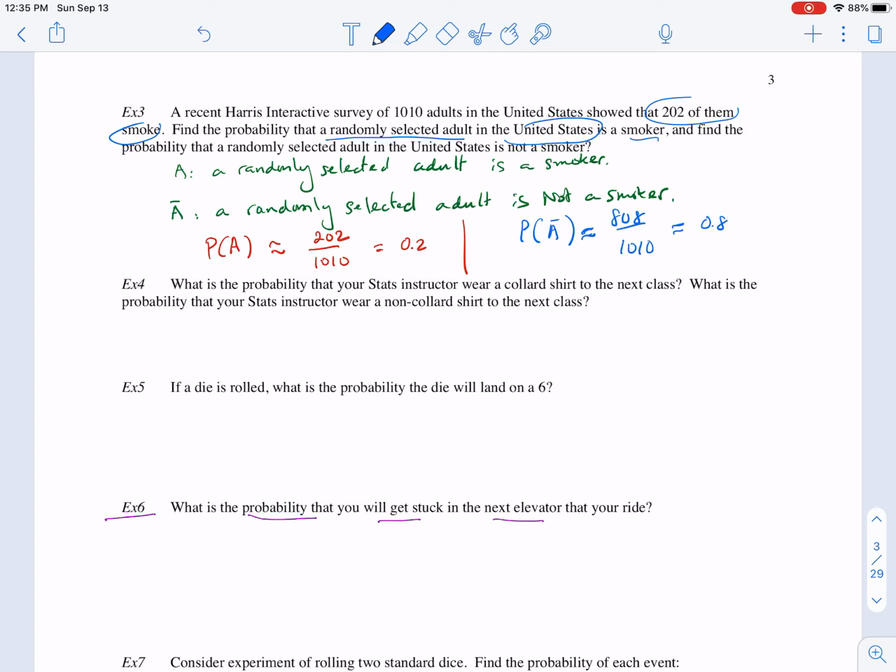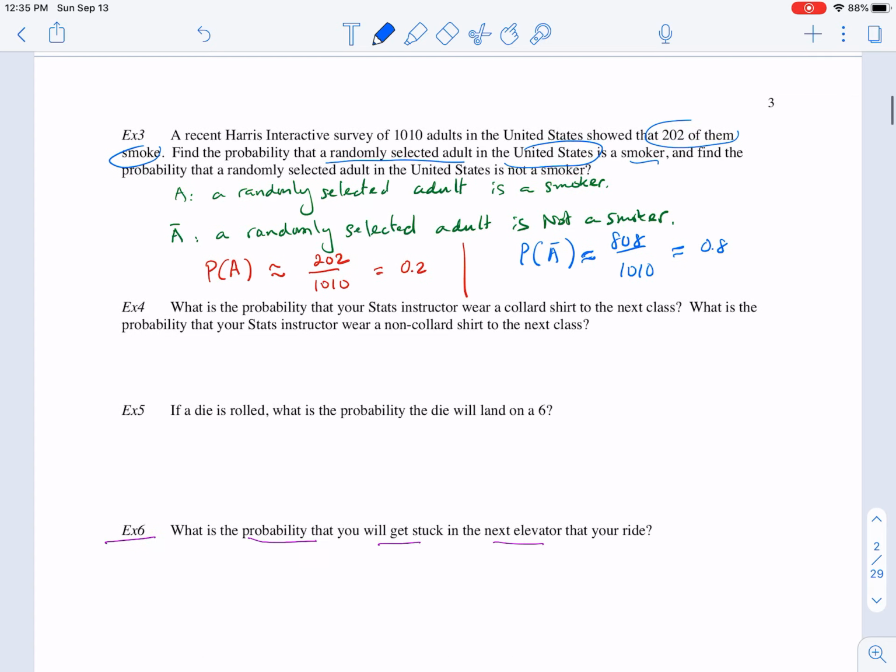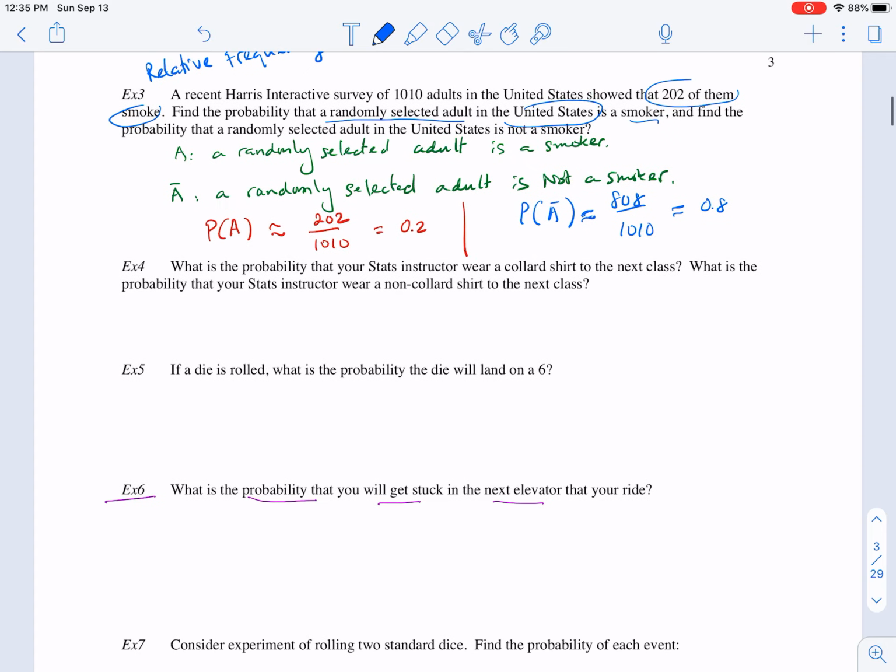So this is just using the survey to estimate the probability for a randomly selected adult on the street or anywhere you want to estimate. So this is not equally likely chance. This is not the classical approach. Sorry, this is relative frequency. Relative frequency approach: using a trial and experiment to estimate the probability of an event occurring.